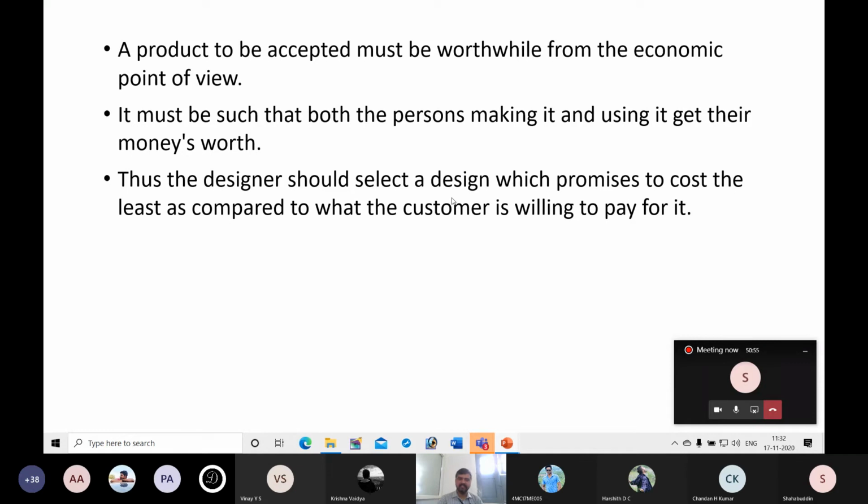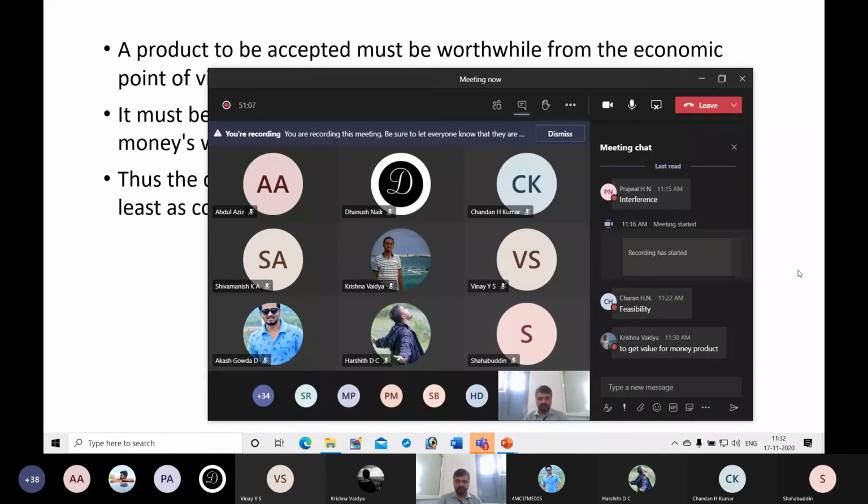Thus, the designer should select a design which promises to cost the least as compared to what the customer is willing to pay for it. Suppose a customer is ready to pay 10 rupees for a pen. As a designer or as a manufacturer, what should be its cost? If the customer is willing to pay 10 rupees for a ball pen, how much should be its manufacturing cost?